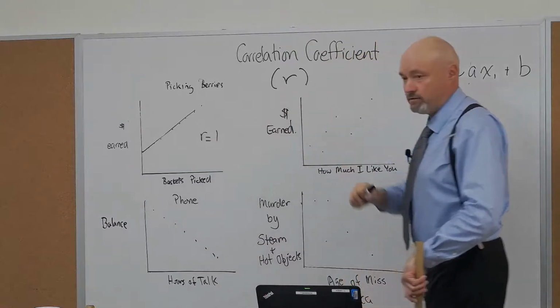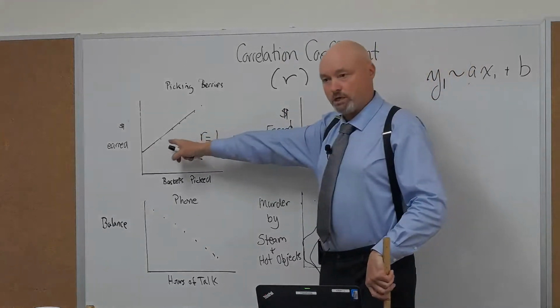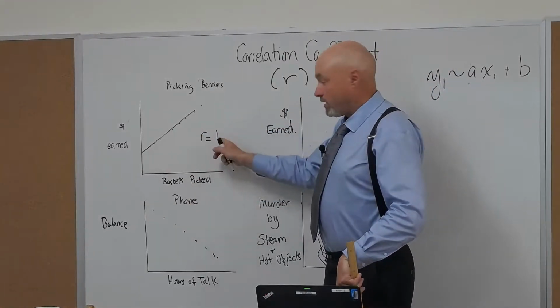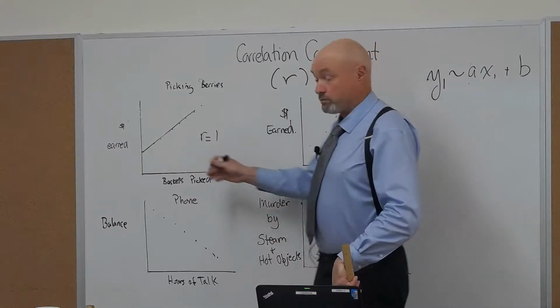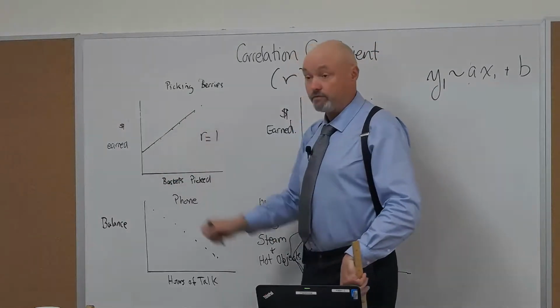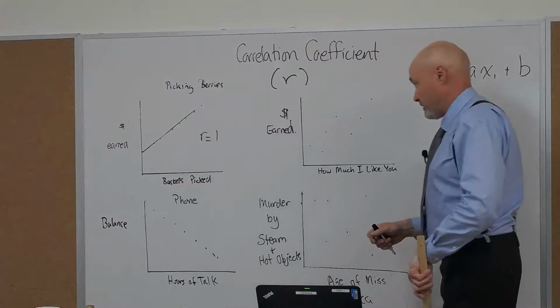Okay, R is 1. It's good. Notice too that this is positive and R is positive. Okay, this is a perfect correlation, and I could find the linear relationship that would go through that.